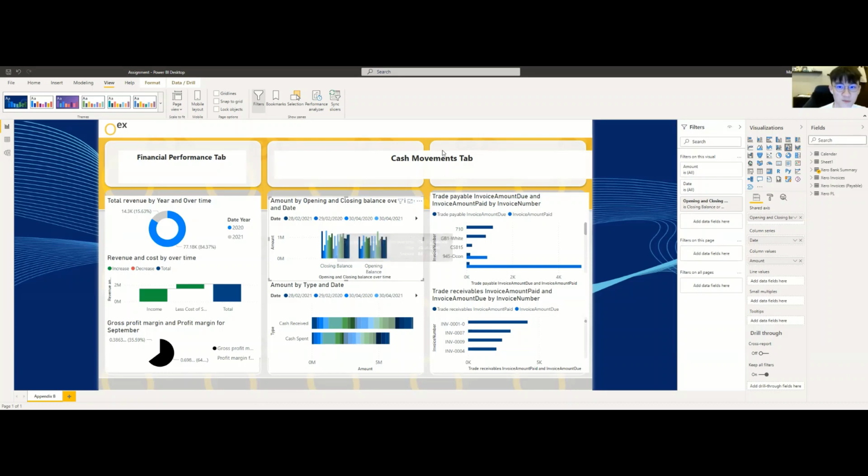Moving on to the cash movements tab, the first graph represents the opening and closing balance over time, while the next graph represents the cash movement over time. It can be seen that the cash received is more than the cash spent, which means that the company has more money on hand. The next graph is trade payable and trade receivable over time.